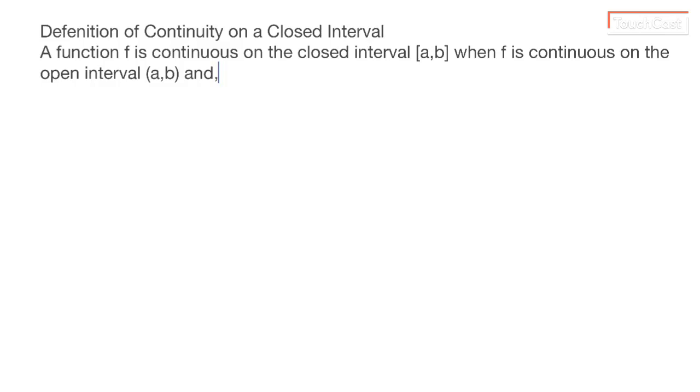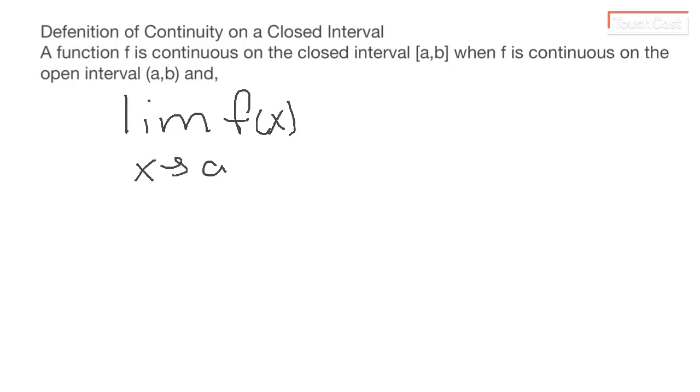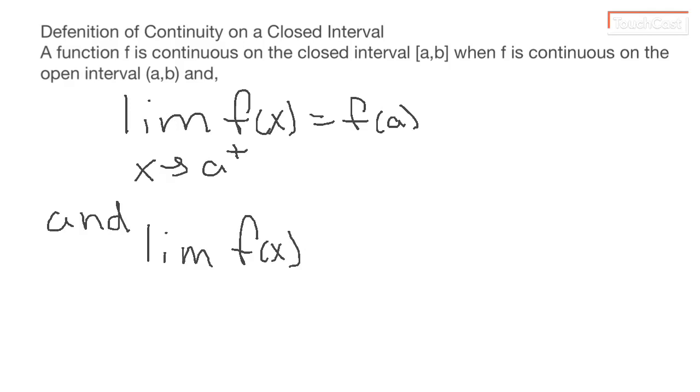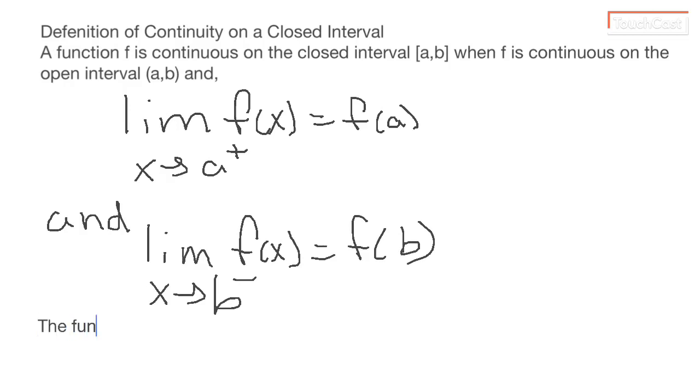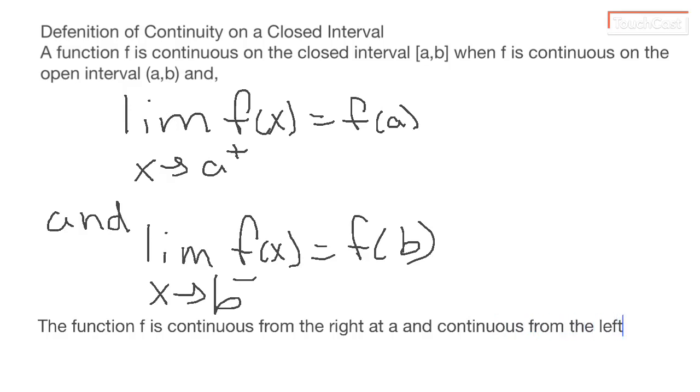and when the limit of f of x as x approaches a from the right is equal to f of a, and the limit of f of x as x approaches b from the left is equal to f of b, we can say the function f is continuous from the right at a and continuous from the left at b.